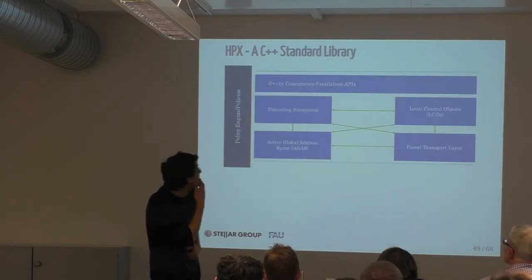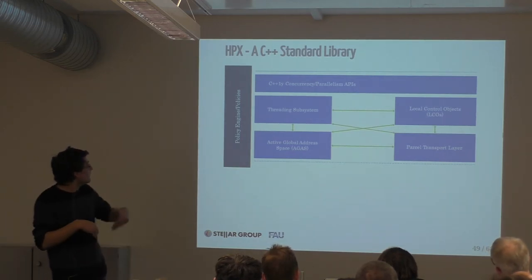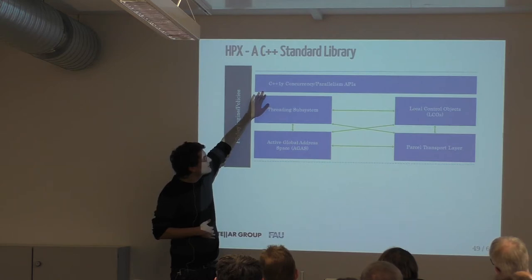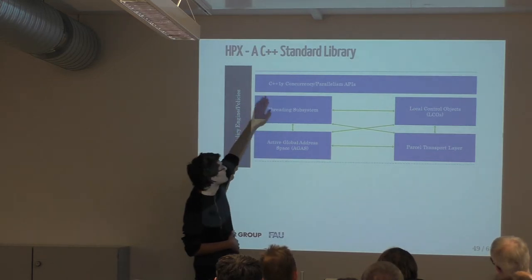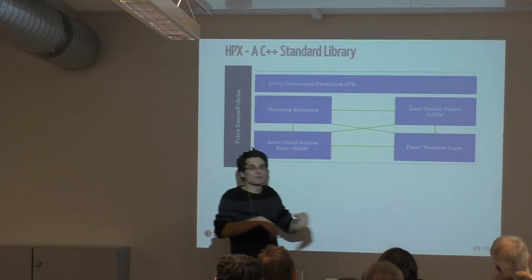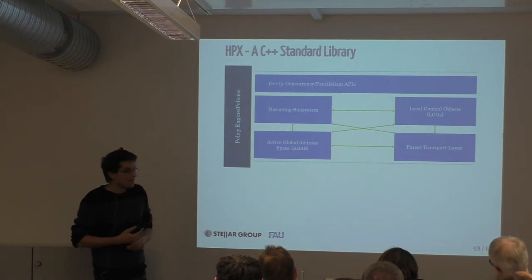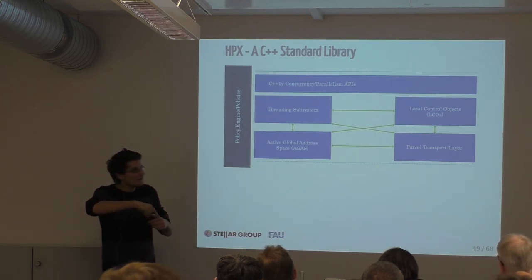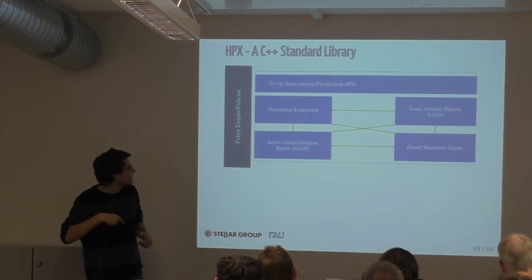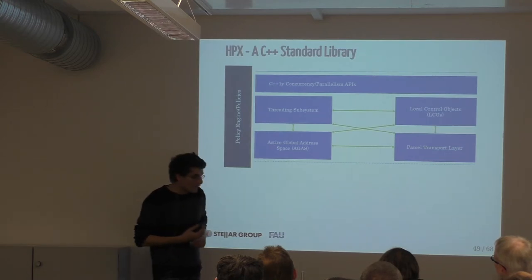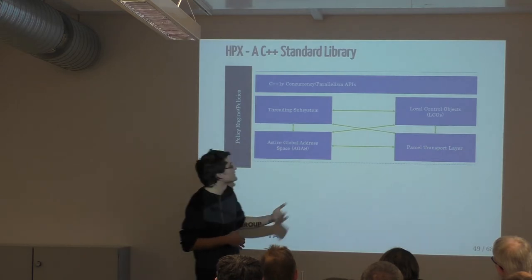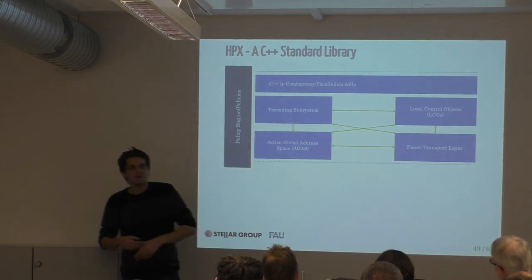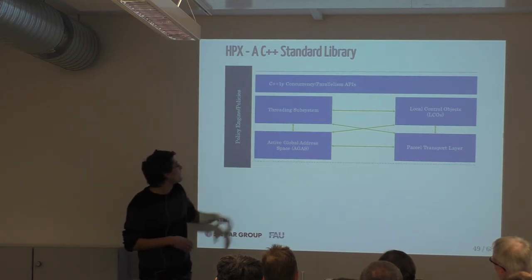Okay, so in general, the architecture looks a little bit like this, where you have on top the C++ concurrency and parallelism APIs, which are implemented using a threading subsystem, and what we call local control objects, which are used for synchronizing. The nice thing is that the future actually works across processes. If you spawn a remote task, you get a future back, and you have transparent notification of completion. This is more or less what's behind this local control object. You have the transport layer where you can implement different communication libraries, and the global address resolution.